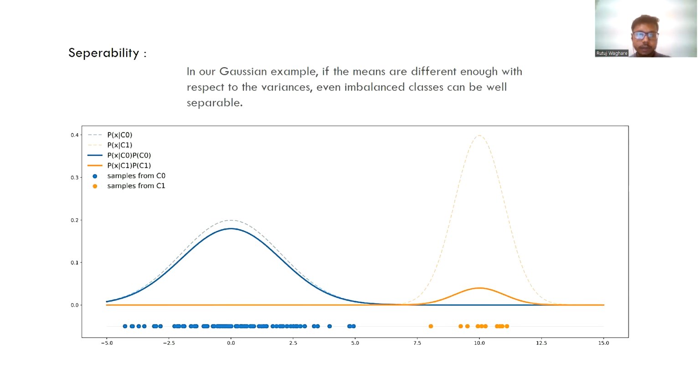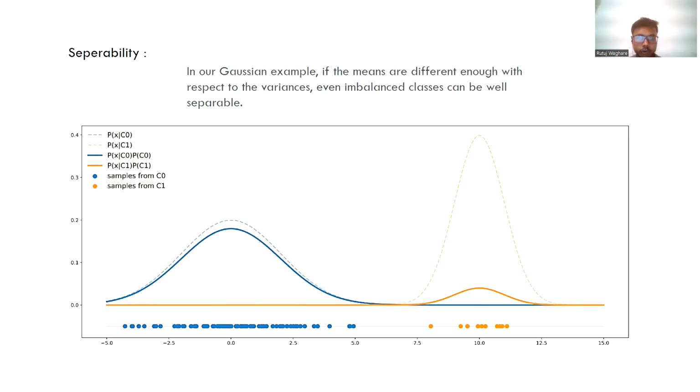For example, consider that we still have two classes, C0 and C1. Data in C0 follow a one-dimensional Gaussian distribution of mean 0 and variance 4, whereas data in C1 follow a one-dimensional Gaussian distribution of mean 10 and variance 1. So if we plot the data as before, we then have this kind of graph.